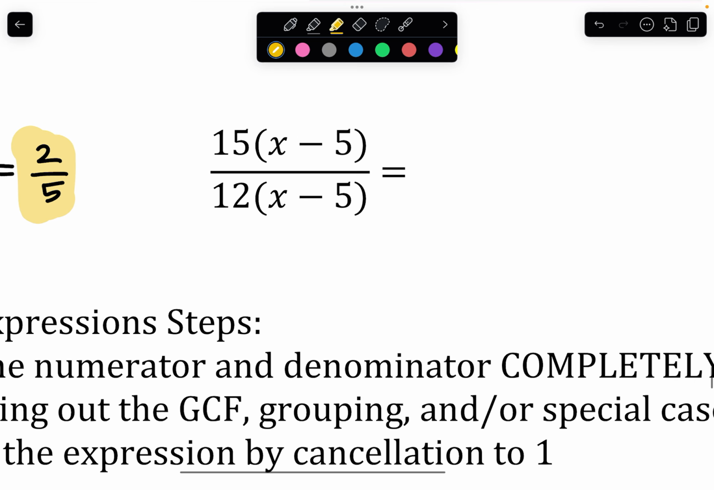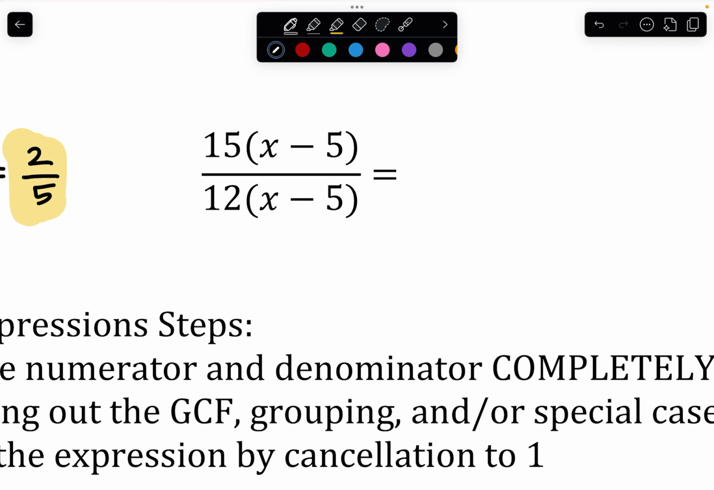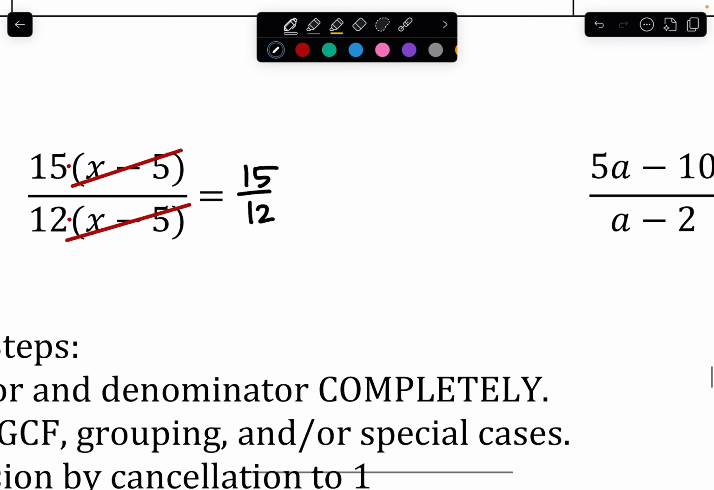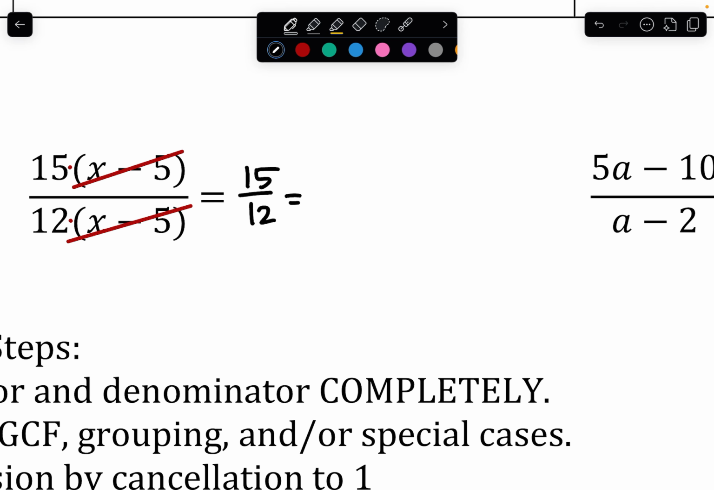Okay, so the same idea here. This time our factors look a little bit different. X minus 5 is a factor. It's being multiplied on top and it's being multiplied on bottom. That's the key, is that these are factors, meaning multiplication. And so this simplifies to 15 over 12. And we can actually simplify more, recognizing that 15 is 3 times 5 and 12 is 3 times 4. And so a 3 can also cancel, leaving us with just a 5 over 4.